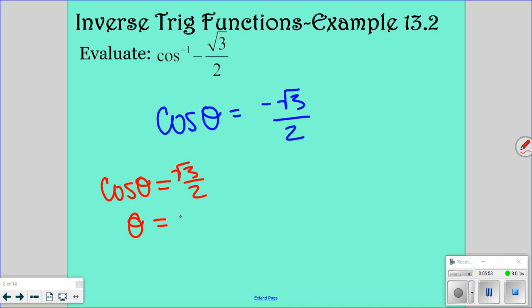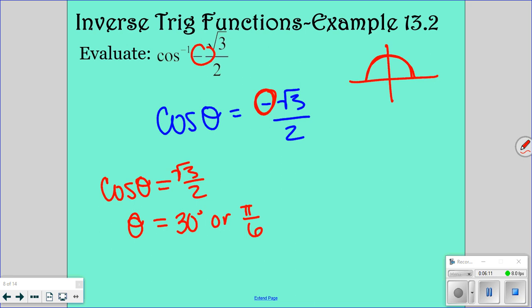You should hopefully be thinking 30 degrees or pi over 6. However, in the original problem, there's a negative, so we need to look at the negative. Now for cosine inverse, we're only going to be in the first and second quadrants. The first quadrant is where it's positive. The second quadrant is where you have negatives. So the negative is going to pop us into the second quadrant.